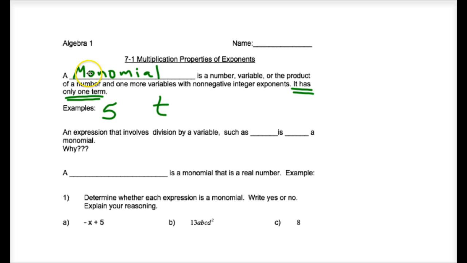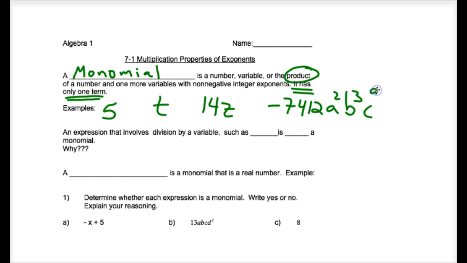It's not only a number or a variable, it's the product of numbers and variables. So 14z. Jot it down. 14z is a monomial. Kids always say but it's two things. It's 14 times z, but as long as it's a product, and product means multiplication, you're good to go. It's one piece, one thing. Watch this: negative 6,412 a squared b cubed c to the 9th power d is a monomial.